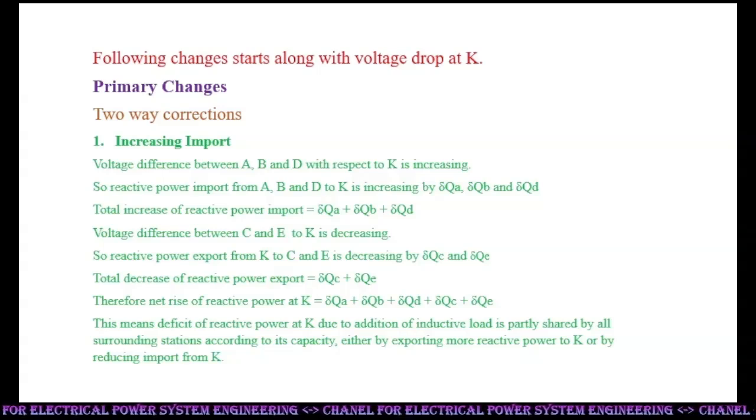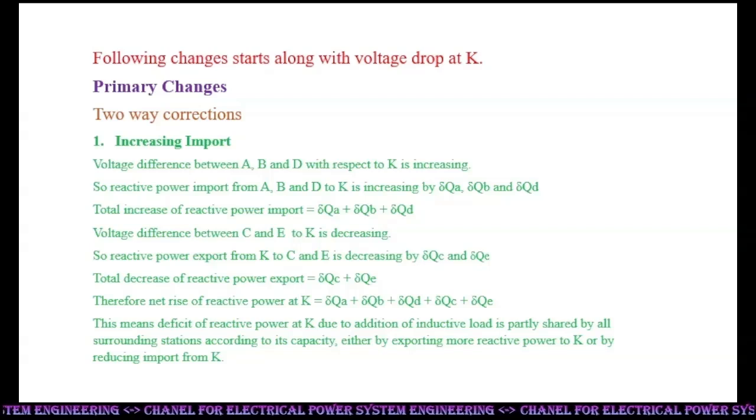Voltage difference between C and E to K is decreasing. So reactive power export from K to C and E is decreasing by delta QC and delta QE. Total decrease of reactive power export is equal to delta QC plus delta QE. Therefore net rise of reactive power at K is equal to delta QA plus delta QB plus delta QD plus delta QC plus delta QE.